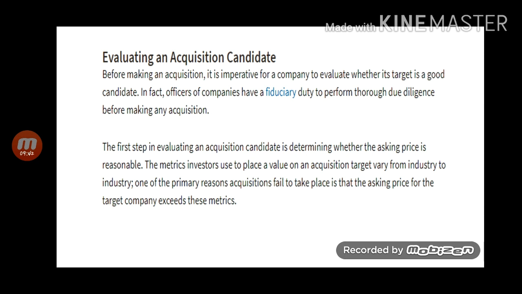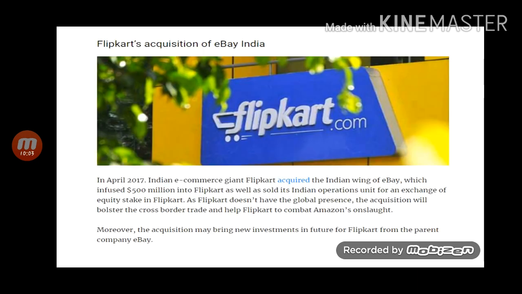There are many cases of failed acquisitions. So the importance of this topic is to understand acquisition, why it happens, and what its impact on the share price is. So what the acquiring company needs to do before they go for an acquisition. There are many examples also, as you can see.